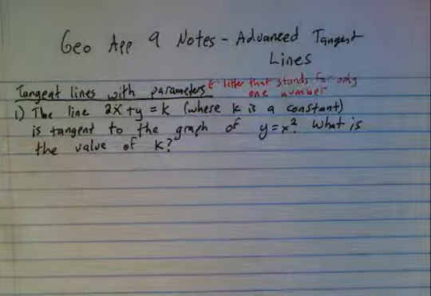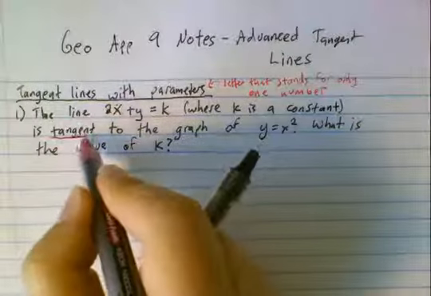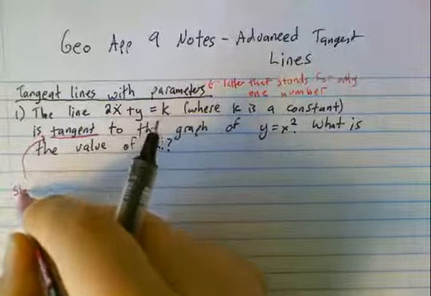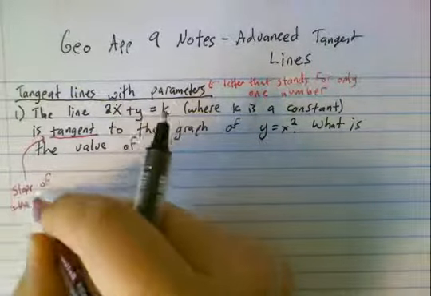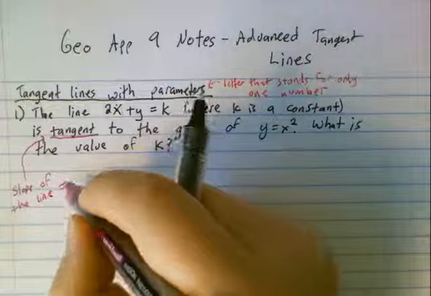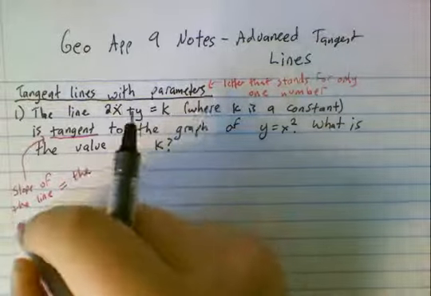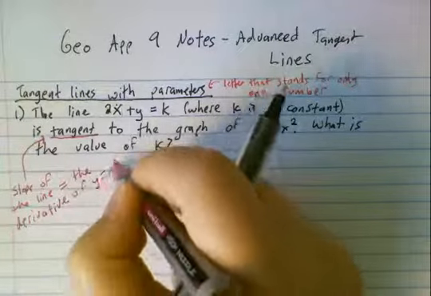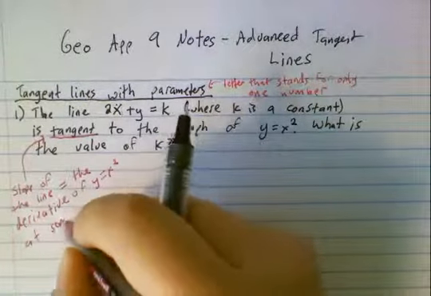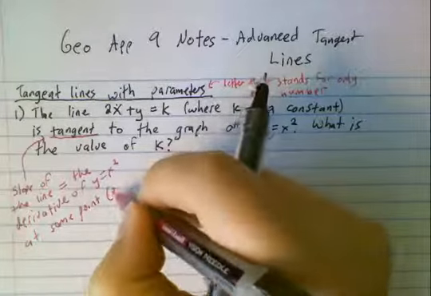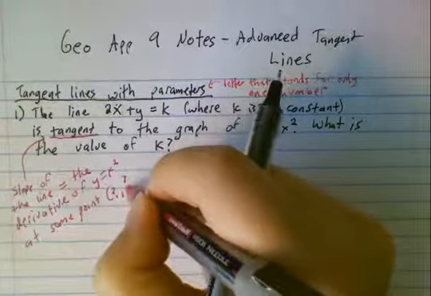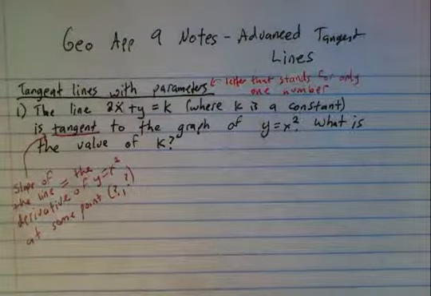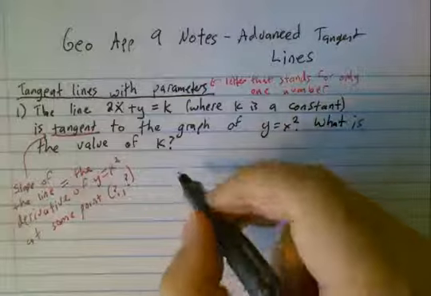Now, there are a couple of really key things to notice about this. First of all, we know that if we have this tangent line, that means the slope of the line equals the derivative of y equals x squared at some point. We don't know what that point is. I'm just going to put little question marks. But that's what we're trying to figure out. So let's start off just by figuring out what the slope of the tangent line is.